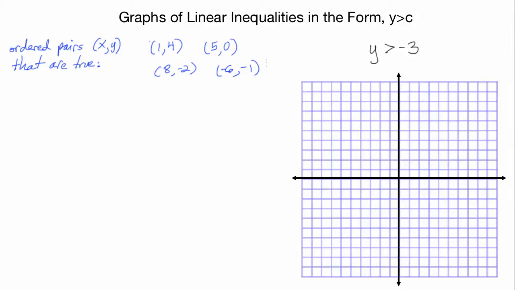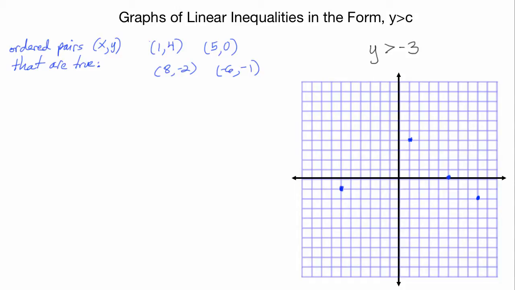All right, I'm going to go ahead and plot those 4 points just so we can see them. So 1, 4, it's going to be right here. 5, 0, it's going to be right here. 8, -2, right here. And -6, -1.